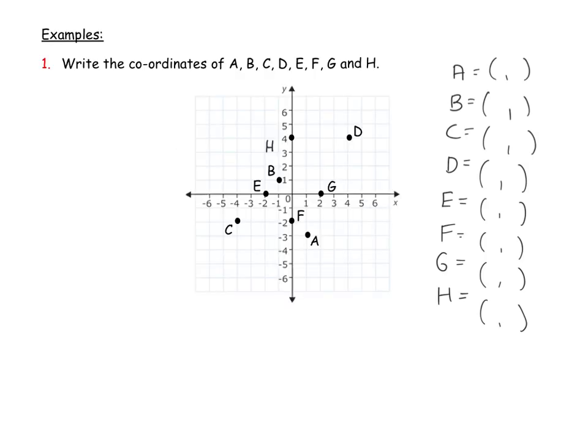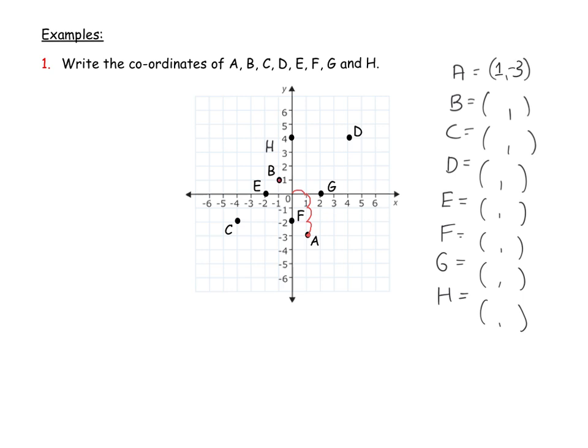So example 1: write the coordinates of A, B, C, D, E, F, G and H. So we look at A, making sure first of all that we go along the x-axis and then down or up the y-axis. So A is here, so we go across 1, so x is going to be 1, and then we have to go down 1, 2, 3, so it's going to be 1, minus 3.